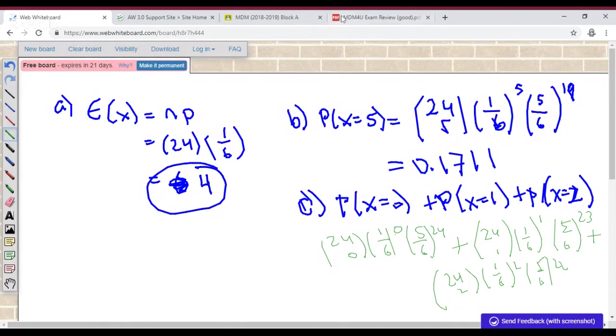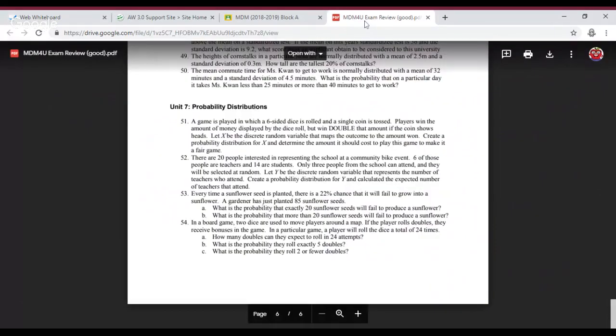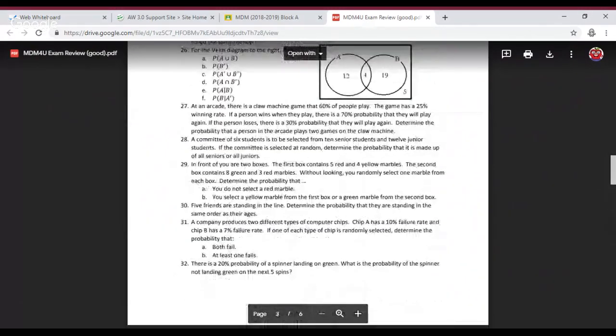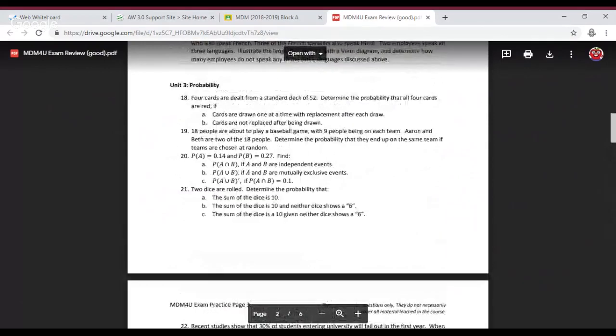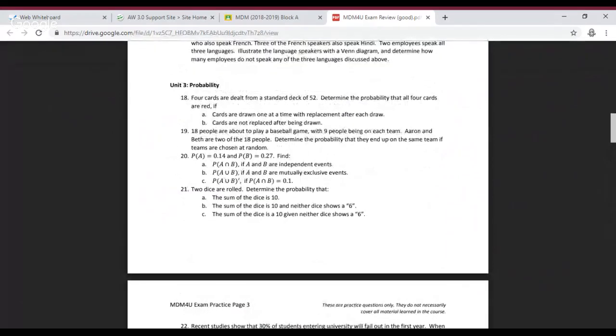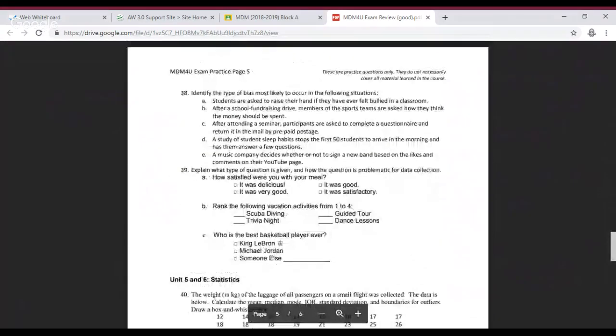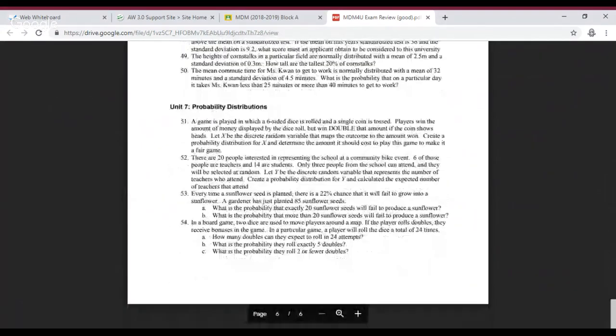Question 19 and 20. Oh, I did both 19 and 20 already. The baseball one and the independent events, mutually exclusive events. 54 and 51. What's 54? Oh, the one I already did, right? Yeah, I did those.